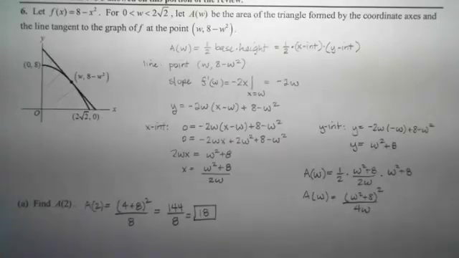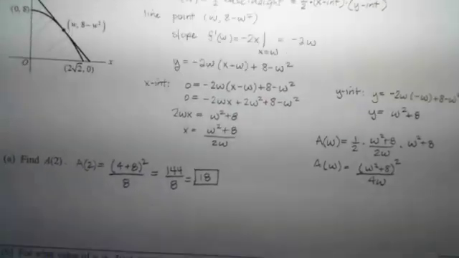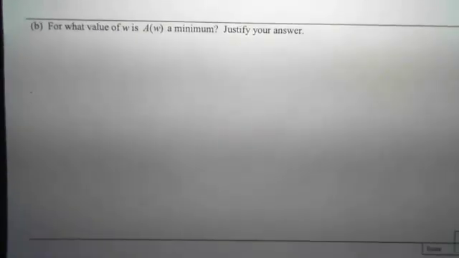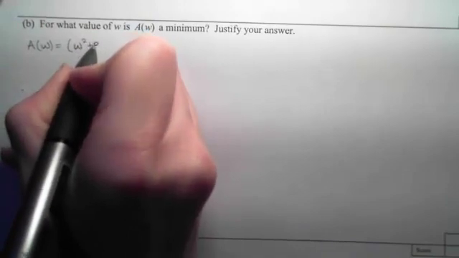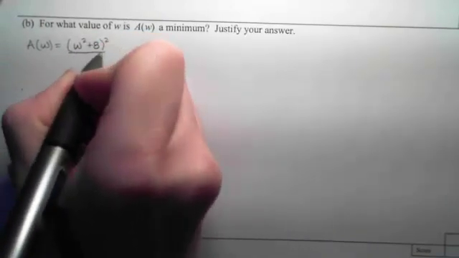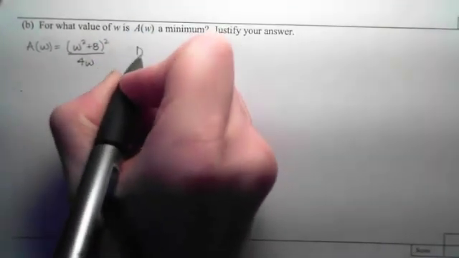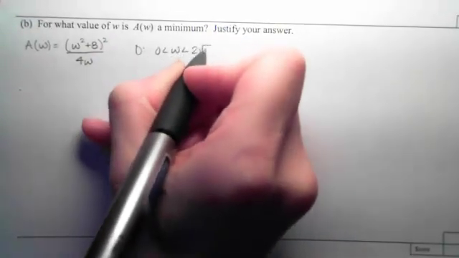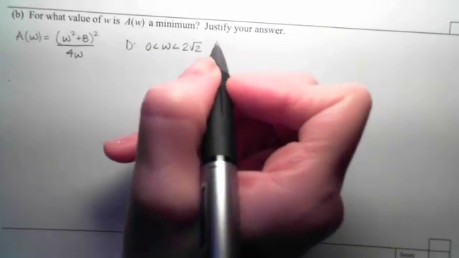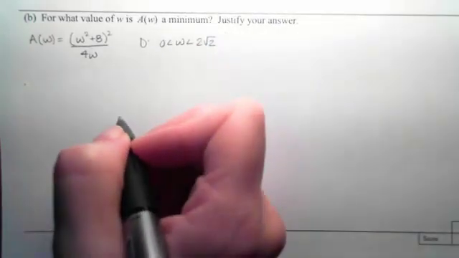Okay, so now for part B, my job is to minimize this area function on the specified domain. So I can write down the area function again. That's A equals (w squared plus 8) quantity squared over 4w. And my domain is given to me. And I want to minimize. So in order to minimize, I need to take the derivative.